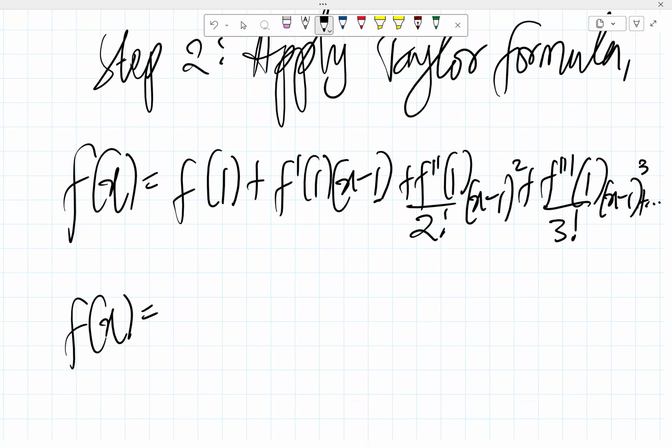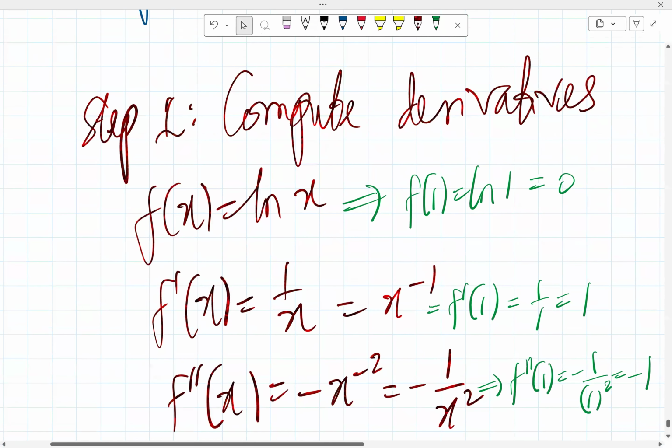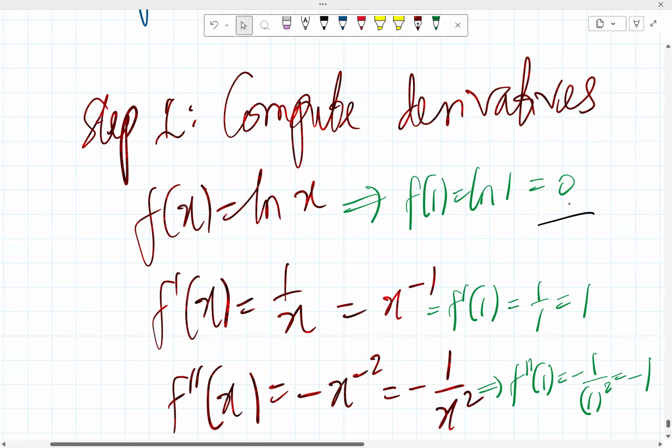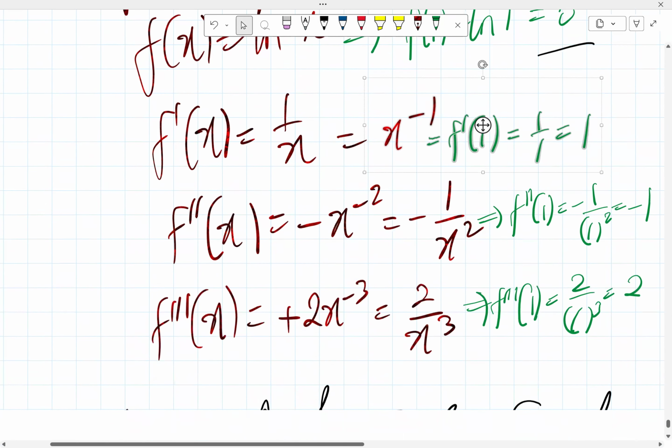So f(x) now is equal to f(1). F(1) is 0, so we're going to lose that term because it's 0 already.